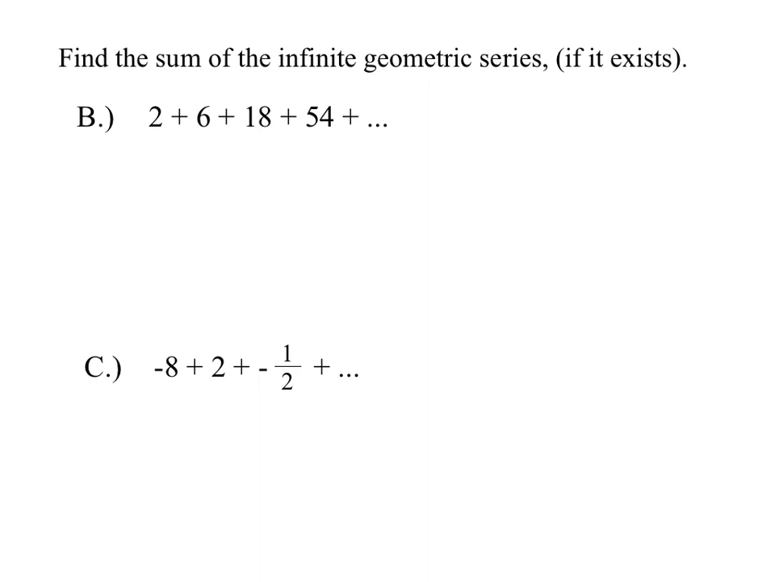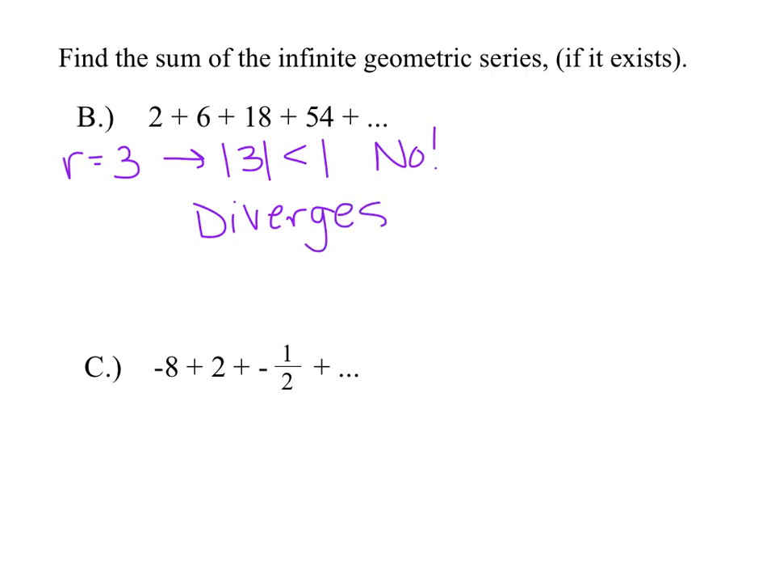All right, so let's try this next one. B, 2 plus 6 plus 18 plus 54. If it exists, remember we have to find our common ratio. It looks like we're multiplying by 3, so our common ratio is 3. Is the absolute value of 3 less than 1? No, it's not. The absolute value of 3 is greater than 1. So this diverges. Since we're adding bigger and bigger numbers together, as we add more and more, we're just going to keep getting to infinity.